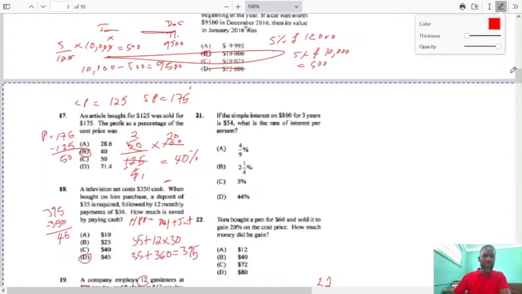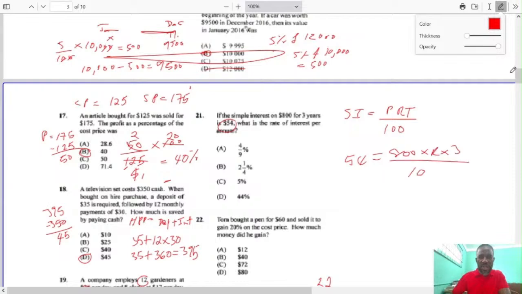Okay, again, we know that SI is equal to PRT divided by 100, right? So they tell you that the interest is 54, so 54 is equal to principal, which is the 800, times the rate. We don't know what the rate is, because that's what they're asking us to find. So let's call it R, times the time, 3. All of that divided by 100.